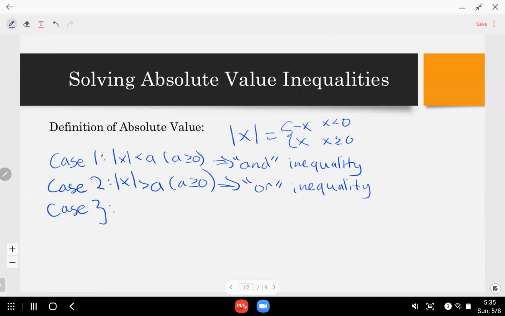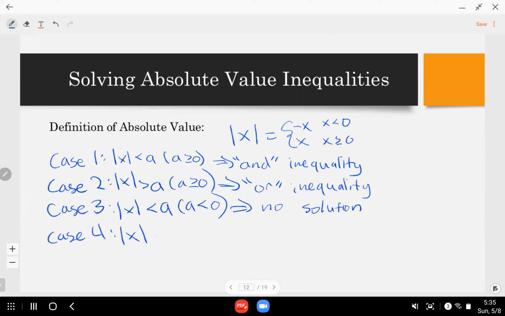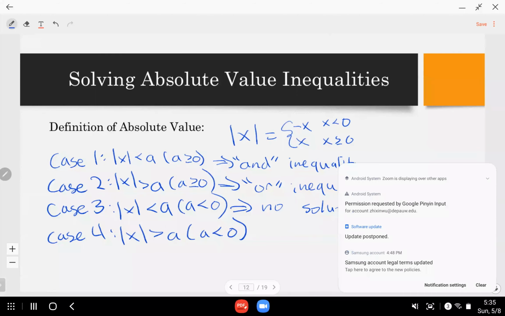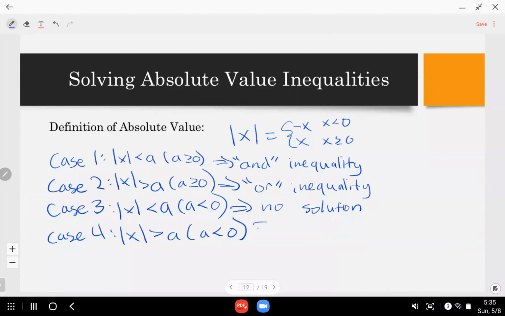Case 3. Absolute value of x is less than A, where A is negative. Turns into no solution. Case 4, absolute value of x is greater than A, where A is negative. All real solutions. Right?